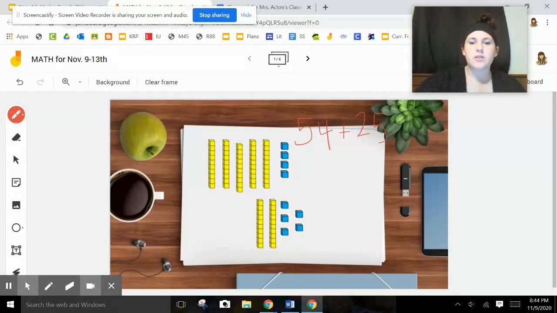So let's count our ones. 1, 2, 3, 4, 5, 6, 7, 8, 9. So 9 is in my ones place. 1, 2, 3, 4, 5, 6, 7. My answer is 79. Then if I count them all together, I would count 10, 20, 30, 40, 50, 60, 70, 71, 72, 73, 74, 75, 76, 77, 78, 79. Either way, I would get the answer 79.